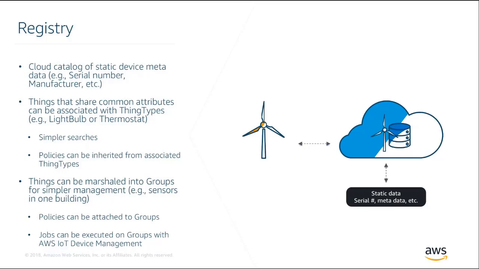You can also use the registry as a way to create thing groups, which I'll talk about a little bit later when I get to AWS IoT device management.